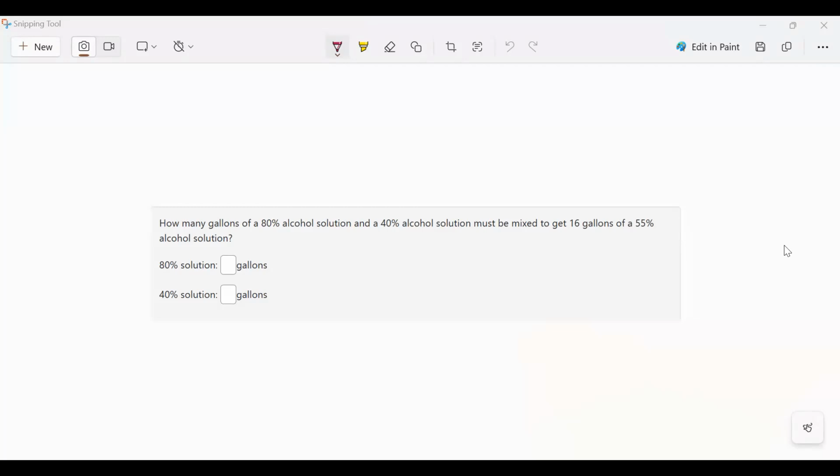Okay, so here, how many gallons of 80% alcohol solution? Let's assume x gallons, right? And 40% alcohol solution, that's assuming y gallons. They must be mixed to get 16 gallons of the 55% alcohol solution. If you combine those two, x plus y is equal to 16 gallons. Eventually, we will get 16 gallons of alcohol solution.